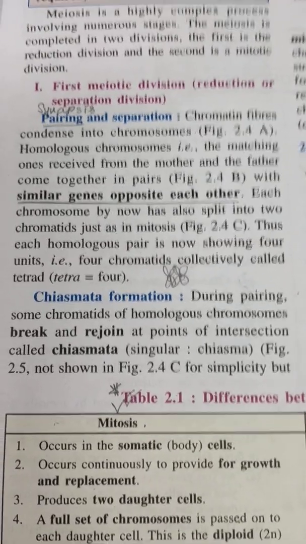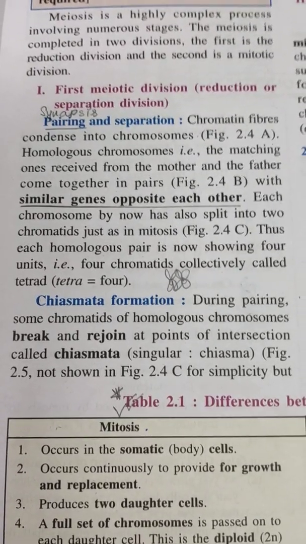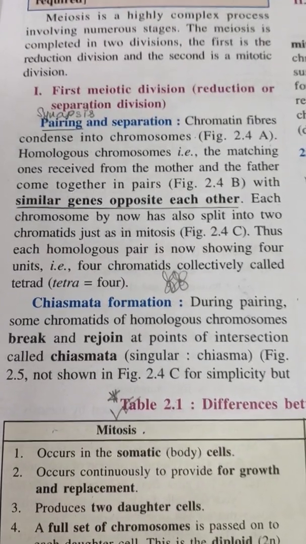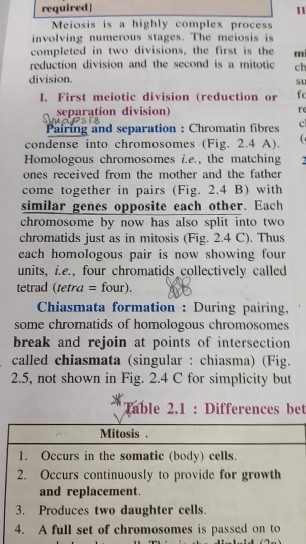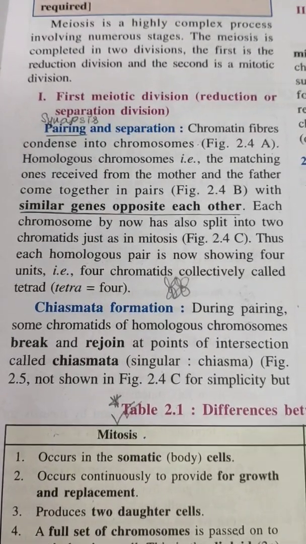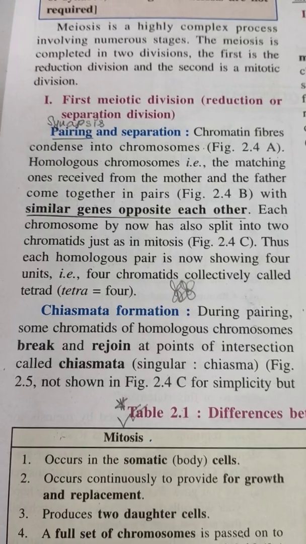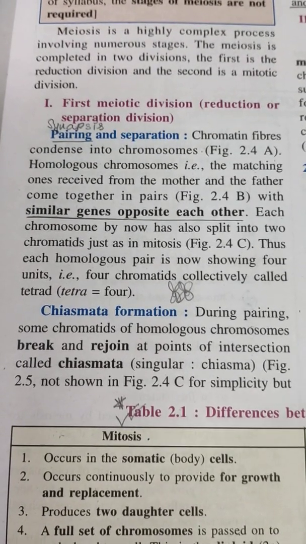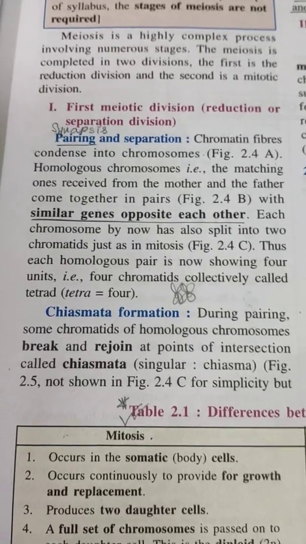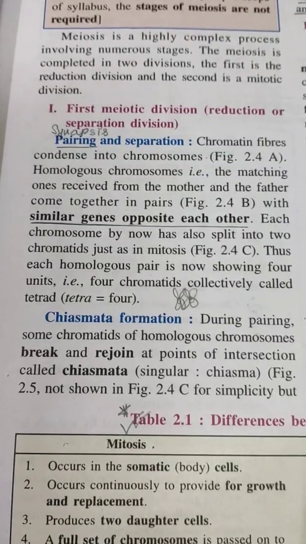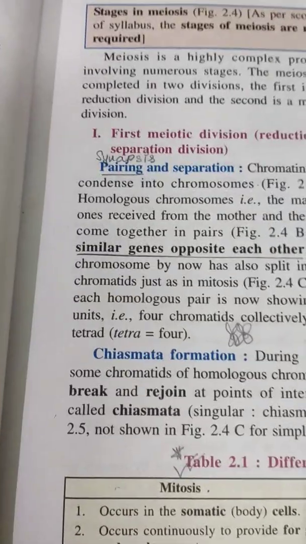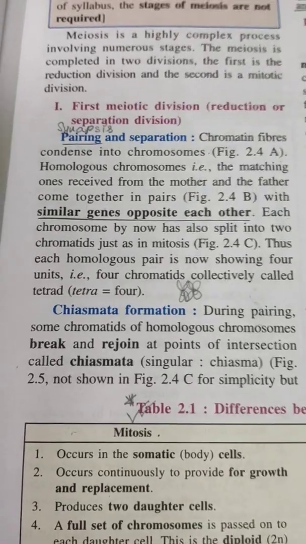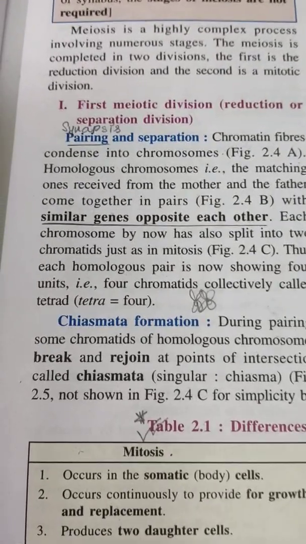This much is important. And one thing you have to know, that pairing and separation, when the pairing of the homologous chromosomes occurs, we call them as synapses. And chiasmata formation means crossing of homologous chromosomes' chromatids. During pairing, some chromatids of homologous chromosomes break and rejoin at points of intersection. That is called chiasmata. So chiasma formation, it is there in your book also. You can see the diagram from there, and chiasmata formation diagram is also very important. Go through your book properly.